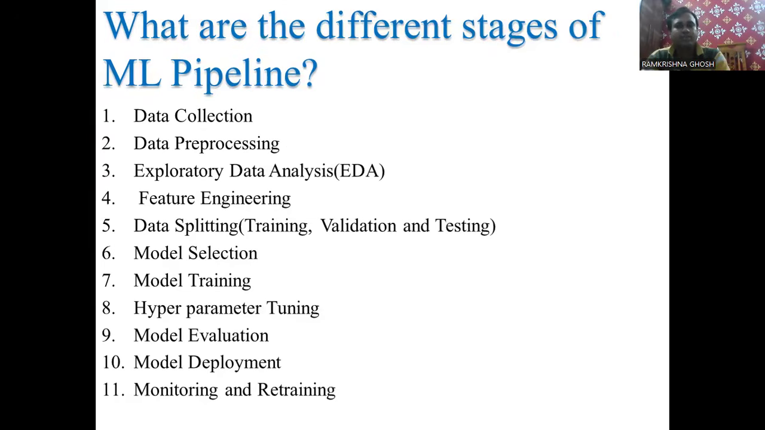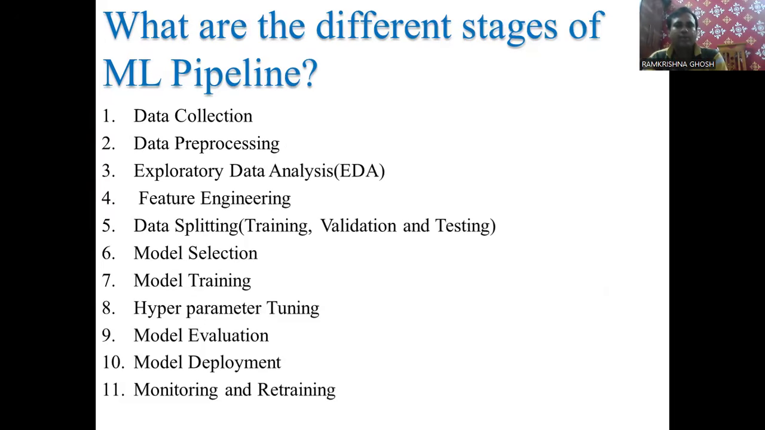What are the different stages of machine learning pipeline? There are 11 stages. First, data is collected, data collection. Then data pre-processing, handling missing values, outlier detection, exploratory data analysis. Exploratory data analysis is a process of visualizing and summarizing datasets before the model is trained.